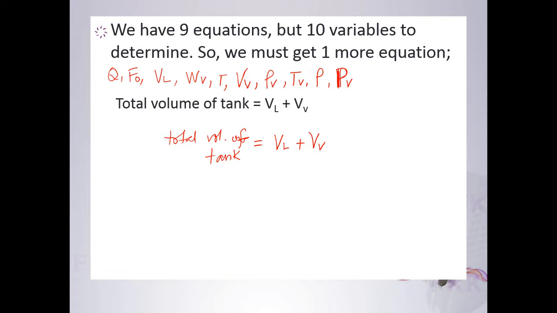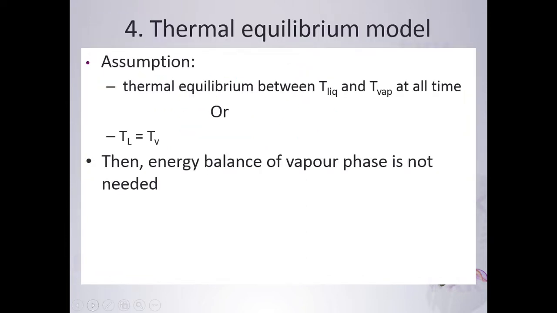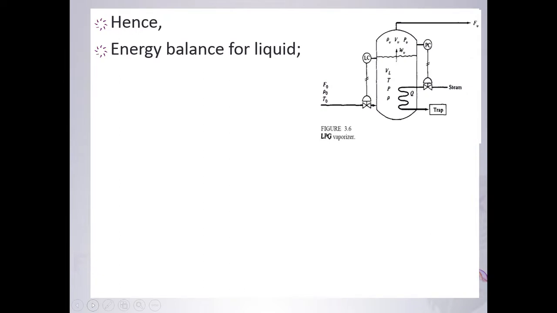Okay, the next one, the thermal equilibrium model. In this model, we assume that the temperature of the liquid and the temperature of the vapor are the same at all times, to make our energy balance easier, because they are in equilibrium. Then the energy balance of the vapor phase is not needed. So we only have to focus on one energy balance. It makes things simpler.